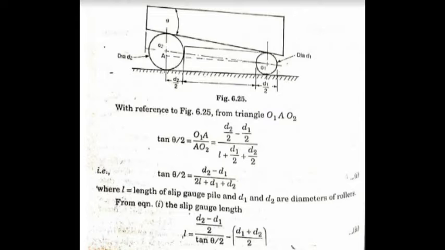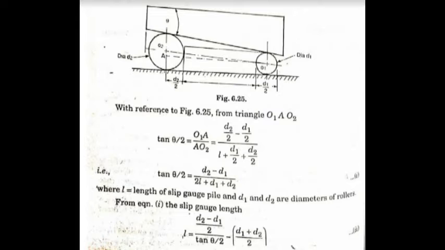See this figure. With reference to this figure, from triangle O1 A O2, tan theta by 2 equals O1A by AO2, that equals (d2 by 2 minus d1 by 2) by (l plus d1 by 2 plus d2 by 2). So tan theta by 2 equals (d2 minus d1) by (2l plus d1 plus d2), where L is the length of the slip gauge pile and d1 and d2 are diameters of the rollers.